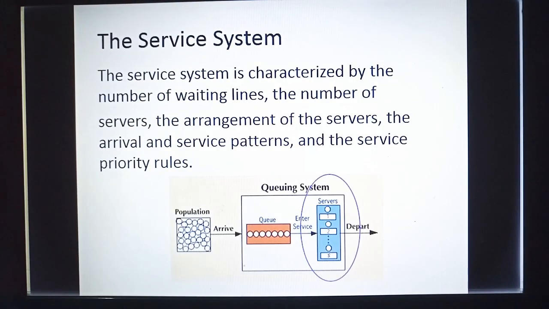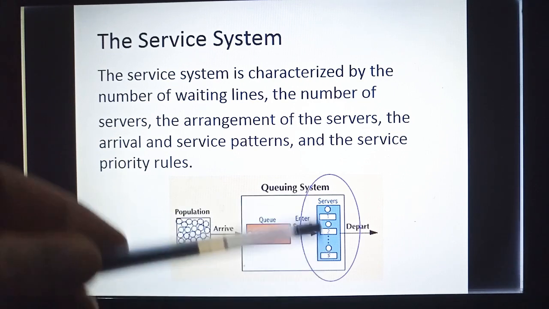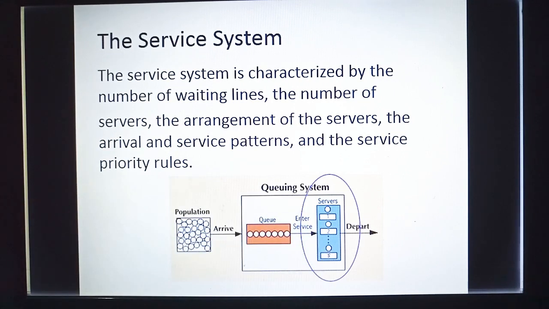Now the service system. The service system is characterized by the number of waiting lines, the number of servers, the arrangement of servers, the arrival and service patterns, and the service priority rules. So that depends on the design of, let's say, your industry or company. You have your servers, and you will have different numbers of servers.